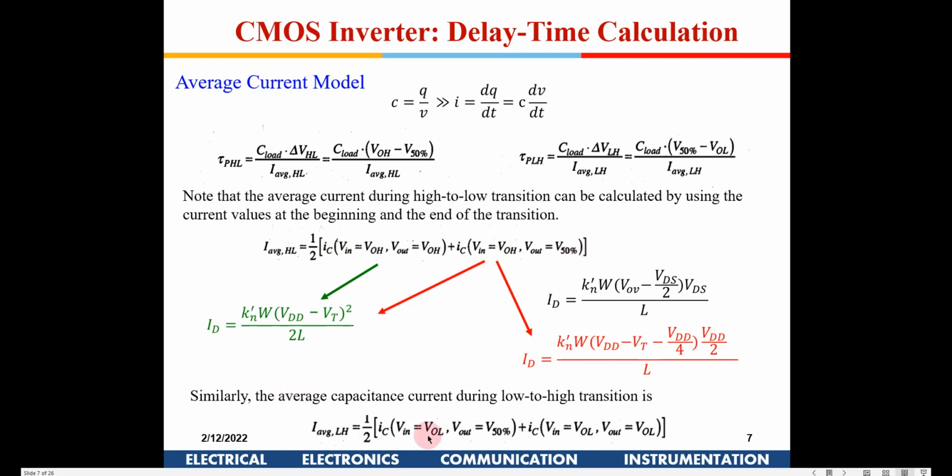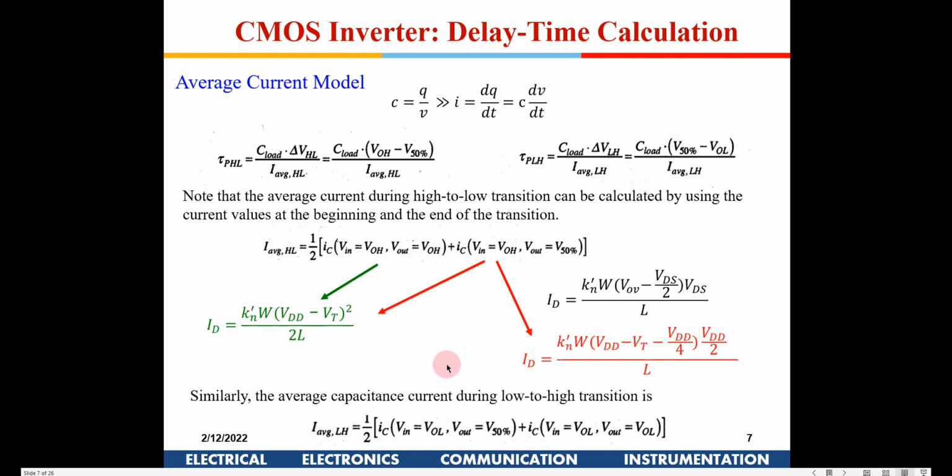The same thing holds good for the low to high transition also. You need to use the PMOS current equations. Initially the output is low and the PMOS is switched on, it will be in saturation, and subsequently at 50%, whether it will be in saturation or in linear depends on the actual technology and the VDD which we are using. So this is how we use the average current model.